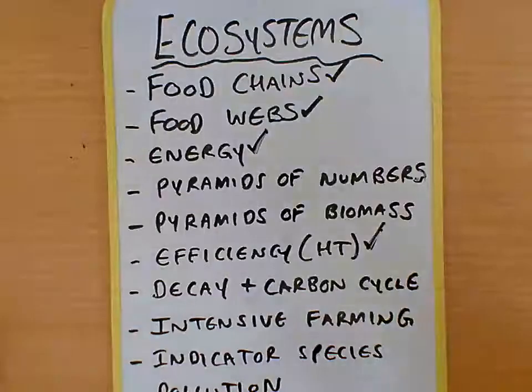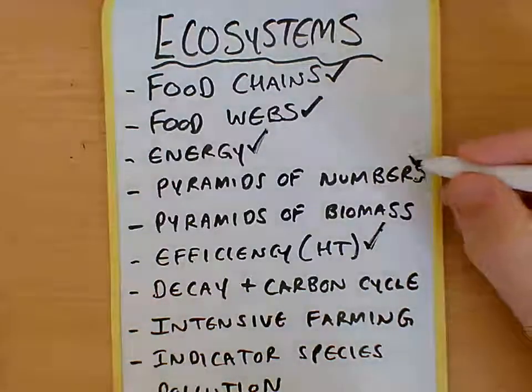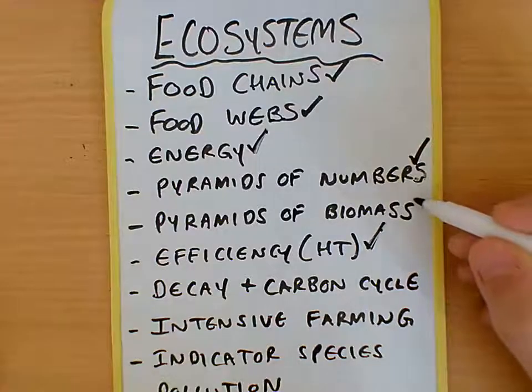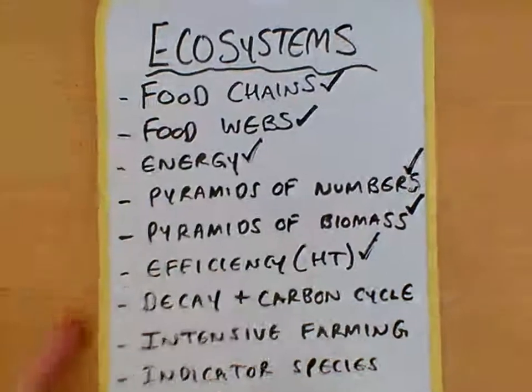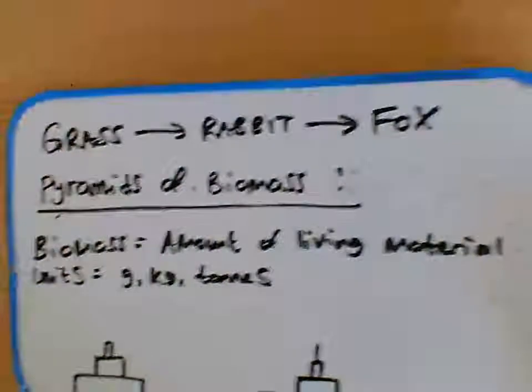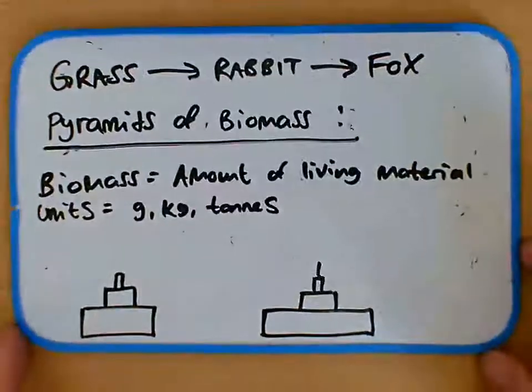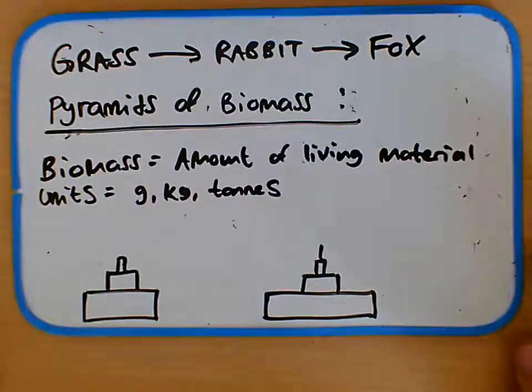Okay, so in the last video we looked at pyramids of numbers. So today we're going to look at pyramids of biomass. And we're going to use the two examples from the previous video. The typical pyramid, the grass, rabbit and the fox. And then we'll look at the one with the tree, which was a strange looking shape.